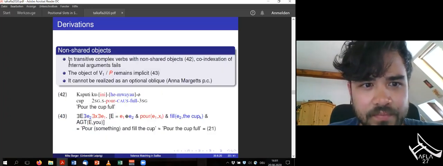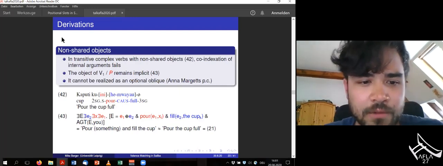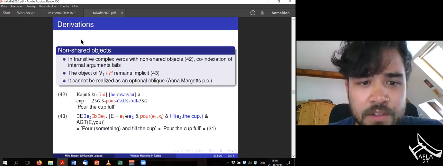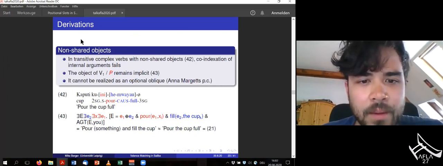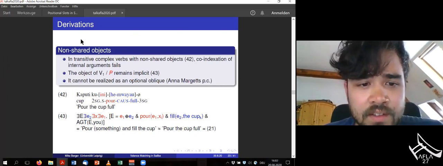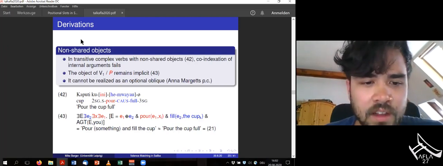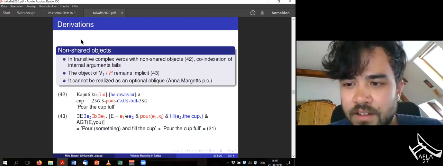Okay. So in case we have a complex verb with non-shared objects, as in 42, pour the cup full, I'm assuming that co-indexation of internal arguments fails, and that the object of the first predicate V1 remains implicit. And I asked Anna Margits, and she said that the object cannot be realized as an optional oblique. So you cannot say something like pour the cup full in brackets with T. Okay.